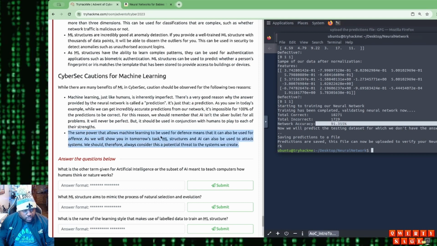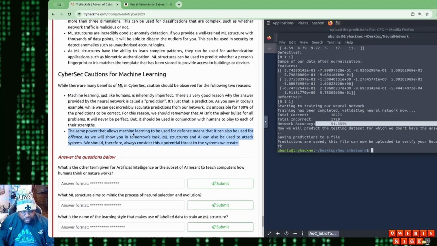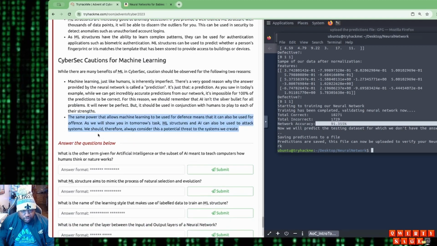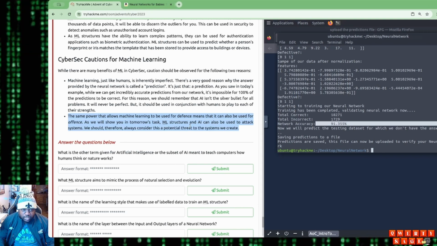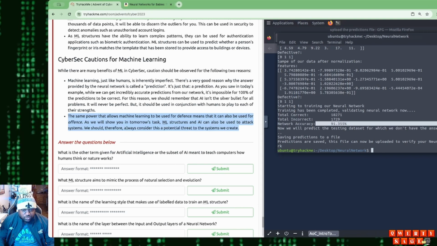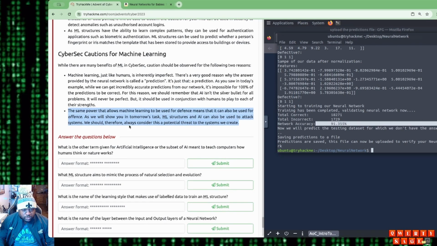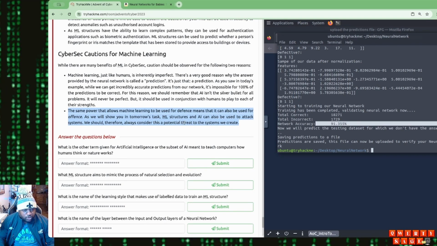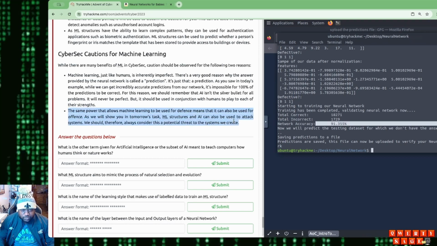The same power that allows ML to be used for defense means it could be used for offense. We will show you in tomorrow's task. ML structures and AI can be used to attack systems. We should therefore always consider this a potential threat to the systems we create.